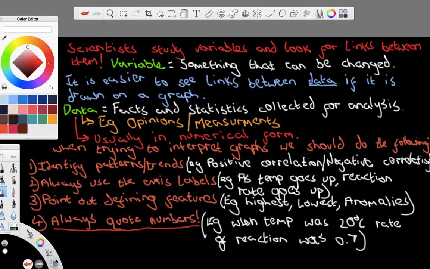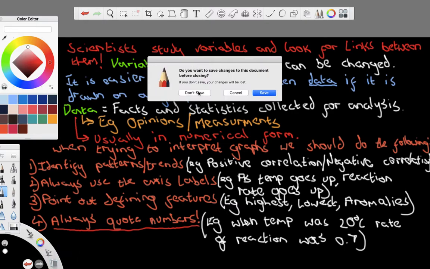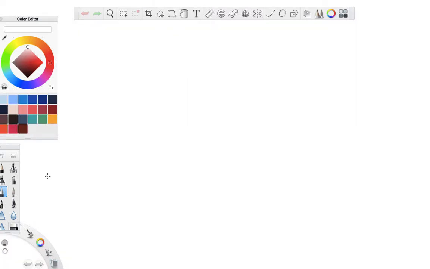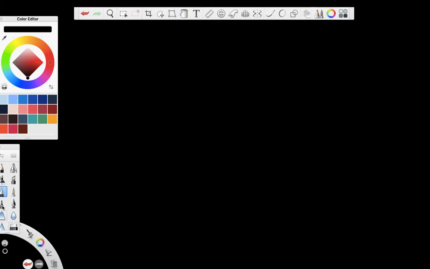So, if we just refresh this screen, we send it back to black, turn back to our pen, and we're going to start with a keyword. Our next keyword, and this is an important one, is the word correlation.